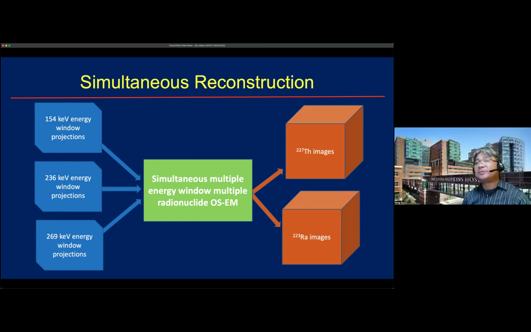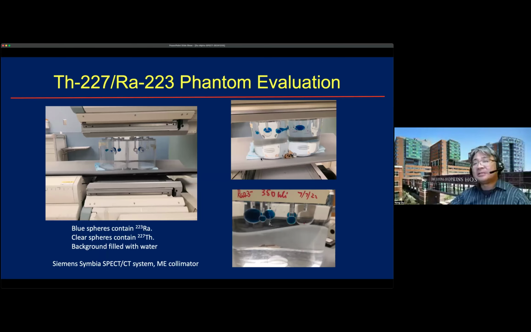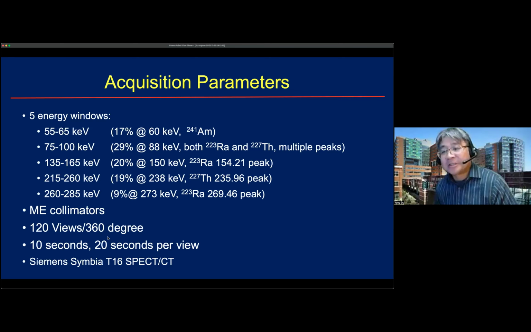So to validate this, we did a phantom study, and there are two NEMA standard phantoms. We have 6 spheres. We filled them with pure radium and pure thorium. And we can see here the blue spheres are filled with radium, and the clear spheres filled with thorium. Then we fill the phantom with water as a background for scatter, and image on the Siemens Symbia SPECT/CT system with the medium energy collimator. Those are the acquisition protocols showing the energy windows and the number of projections. And one thing we did is a 10-second view. So this gave us around 10 minutes acquisition time. So it's a very short time for SPECT.